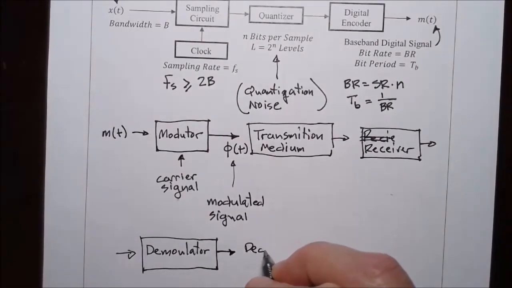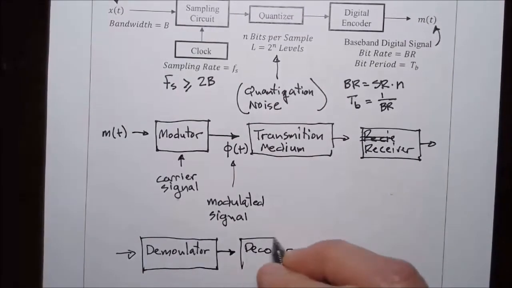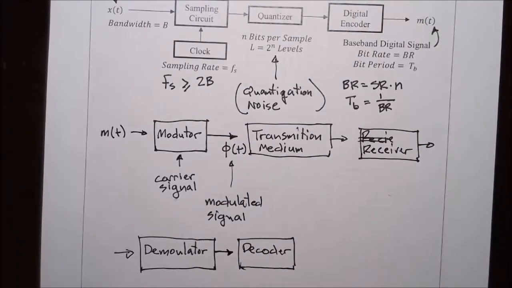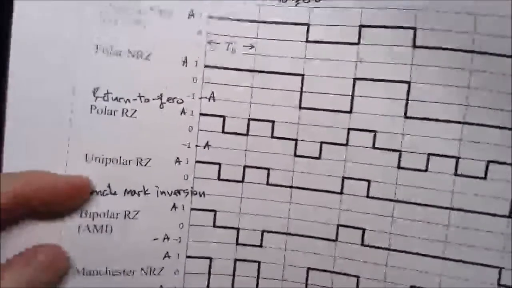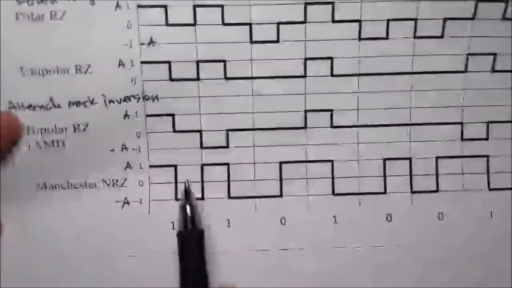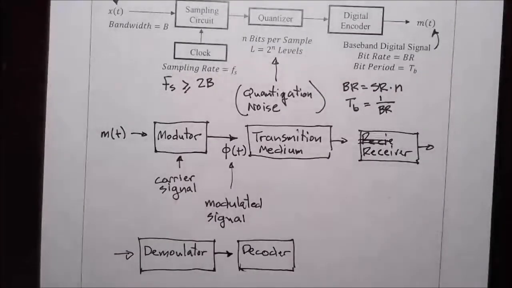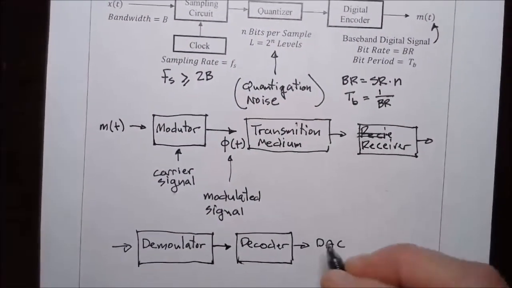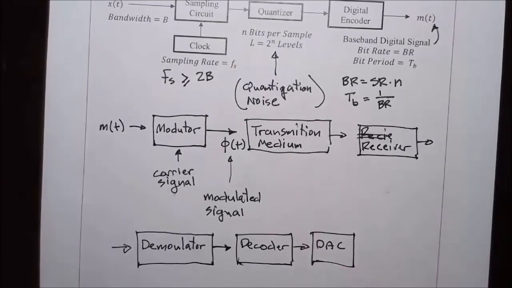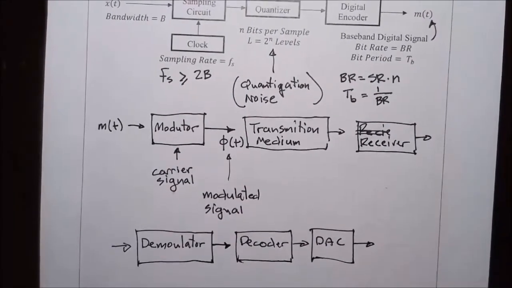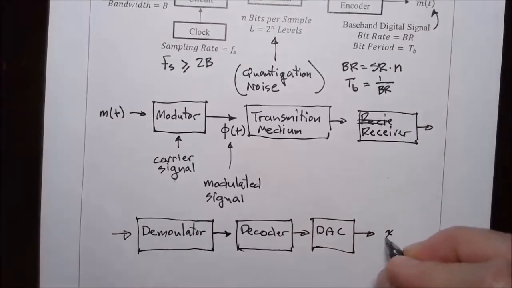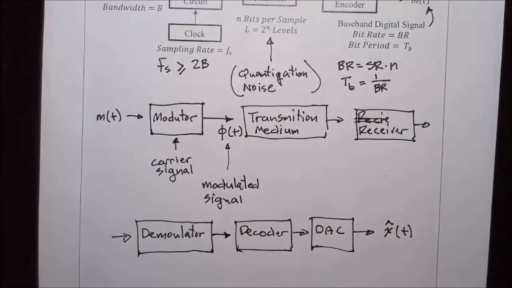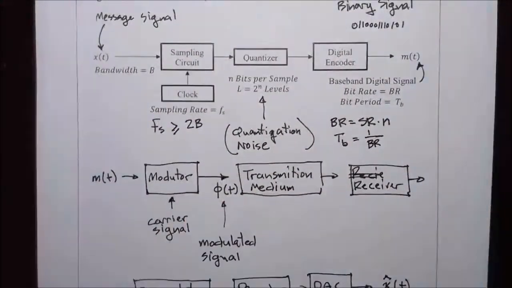And that will be followed by a decoder, perhaps we can call it. Something that will take our encoded digital signal and turn it back into a string of ones and zeros. And that would then be followed by a digital to analog converter. And the result of this will be a replica. I'm going to put a hat above it to indicate that it is a replica of the original message signal.